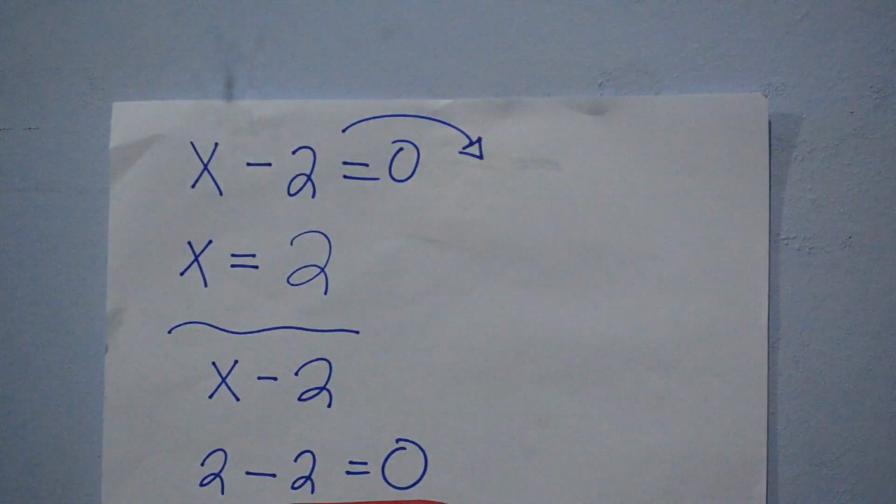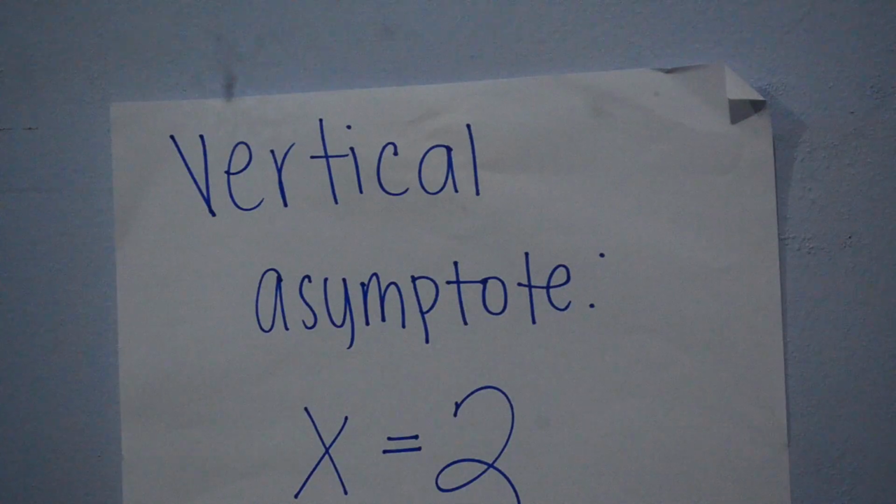Next, we're going to be finding our vertical asymptote. To find our vertical asymptote, we're going to be using our denominator, which is x minus 2. We're going to be equating it to 0, so it's x minus 2 equals 0. So we're going to transpose negative 2 to the other side, and it's going to be x equals 2. So obviously again, the value of x is 2.